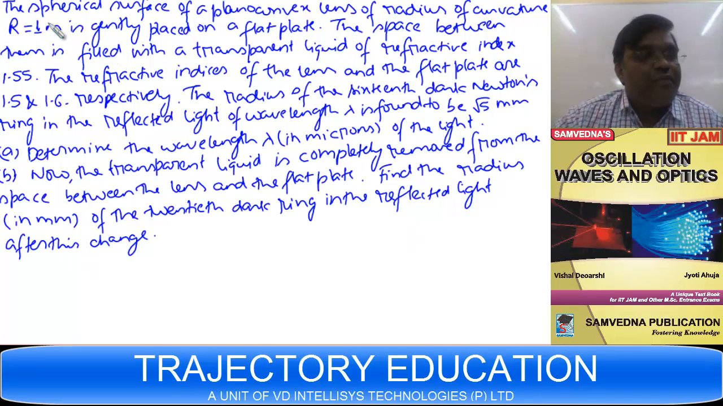See this question. The spherical surface of a plano-convex lens of radius of curvature 1 meter is gently placed on the flat plate. The space between them is filled with transparent liquid of refractive index 1.55. The refractive indices of the lens and the flat plate are 1.5 and 1.6.